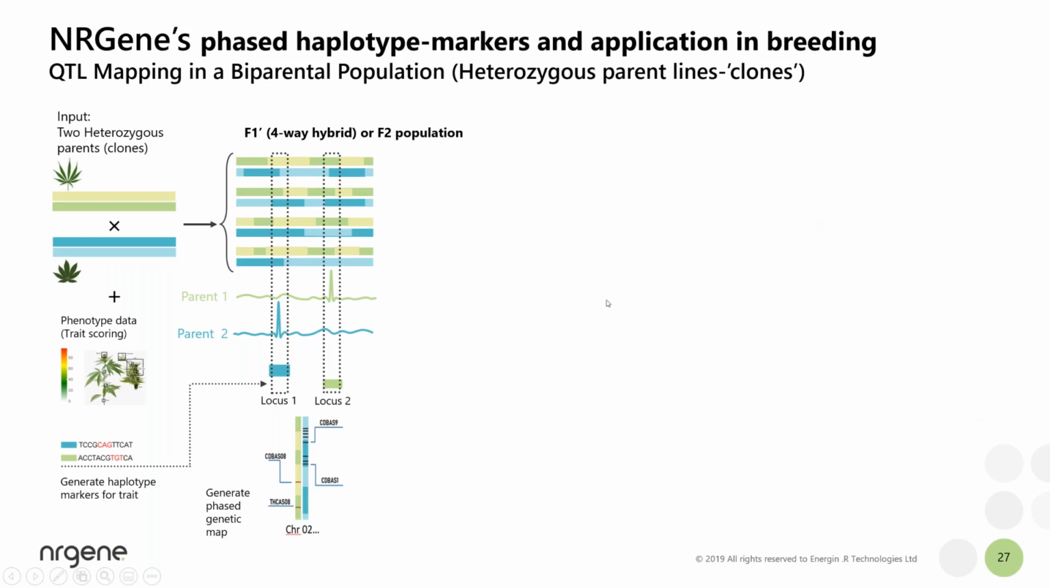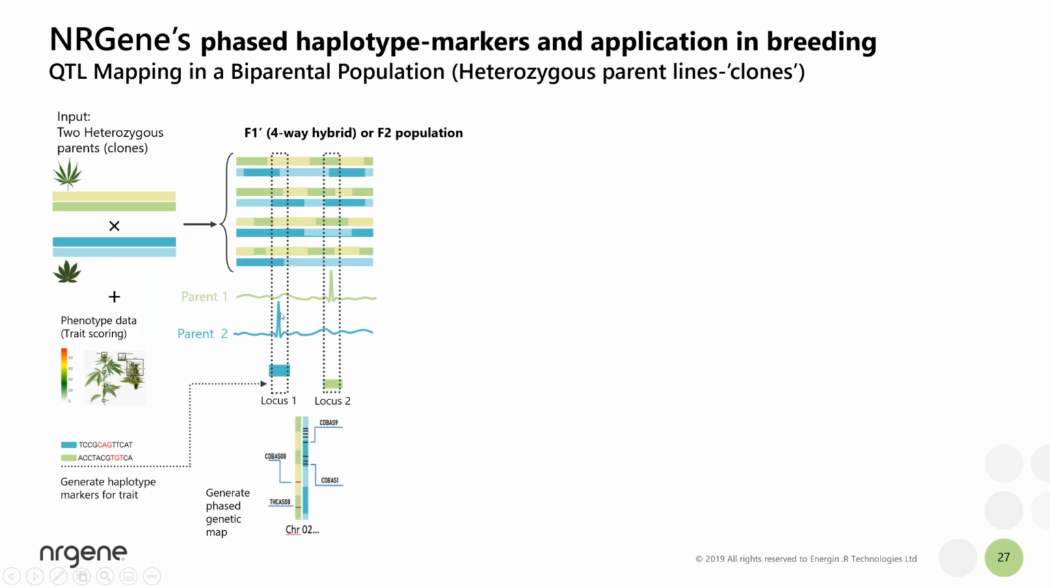The most useful application that all our technology culminates in, and the highly applicable service that we offer for breeding, is really phased haplotype markers. This is a highly applicable tool for breeding. We take your germplasm, 2 heterozygous parent clones. You generate the cross. We cannot touch the plants, so we need heterozygous clones as input. We analyze the 2 parents, and then we also take phenotype data, trait scoring, from our clients. In the F1 population or F2 population, we analyze those at low coverage and lower cost, and we associate the phenotype of the parents or of the population with specific regions in the chromosome.